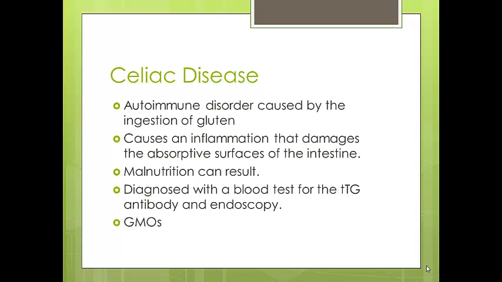Celiac disease is becoming a common autoimmune disorder throughout the world. It relates to the digestive system because it causes an inflammation that damages the absorptive surfaces of the intestine. This happens from the ingestion of gluten. As a result of the absorptive surfaces being damaged, malnutrition can occur. Also, this is diagnosed with a blood test for the TTG antibody and an endoscopy.